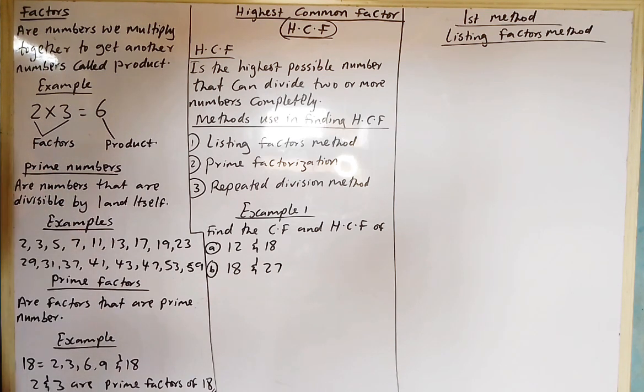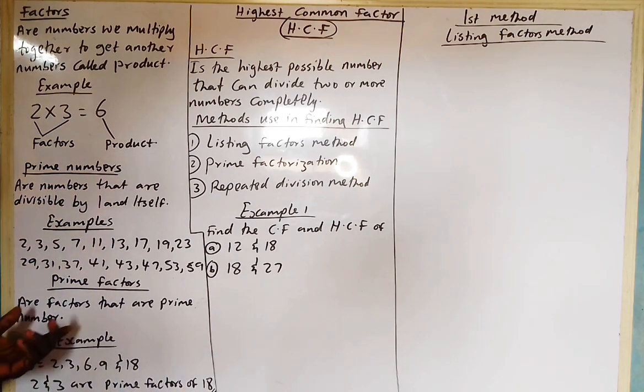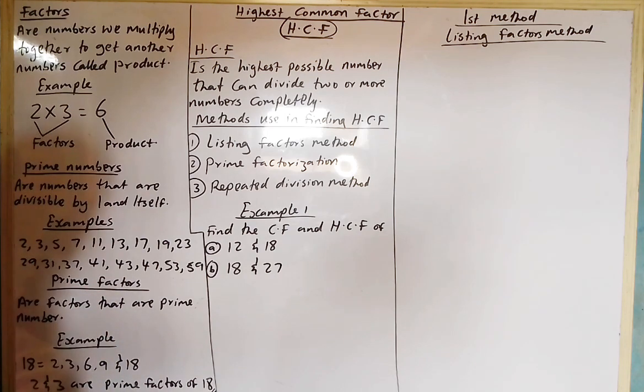Now, let's talk about what prime numbers are. Prime numbers are numbers that are divisible by 1 and itself. Examples of prime numbers are 2, 3, 5, 7, 11, 13, 17, etc. Now, prime factor. Prime factors are factors that are prime numbers.